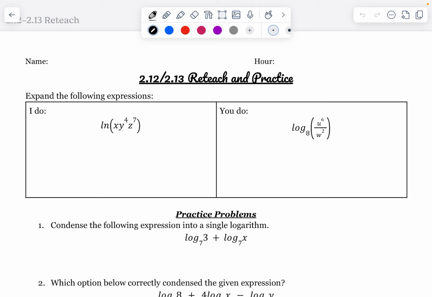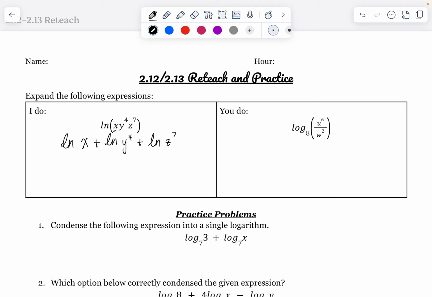So for this first one, I can rewrite this as natural log of x. That's the first term in this. Then I'm going to add natural log of my second term, which is y to the power of 4. And then I'm going to add another natural log of z to the power of 7.